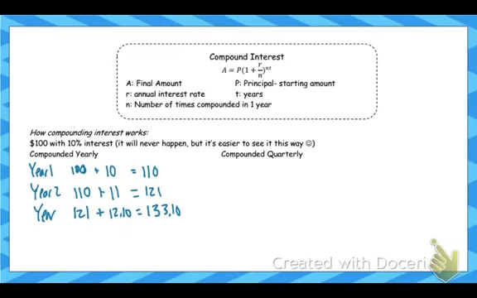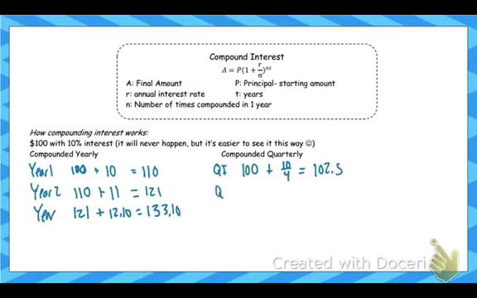So let's say interest was compounded quarterly. Let's look at the first quarter. Same thing, you start with $100. At the end of the first quarter, you're going to get a quarter of that interest. Well, 10% was $10, so a quarter of that would be $2.50. So at the end of quarter one, I would have $102.50.